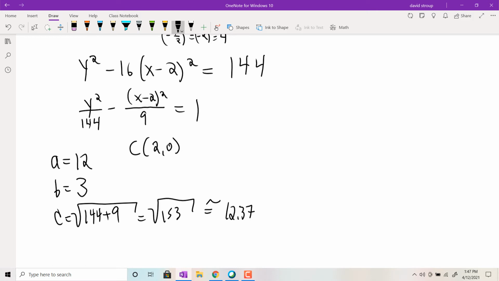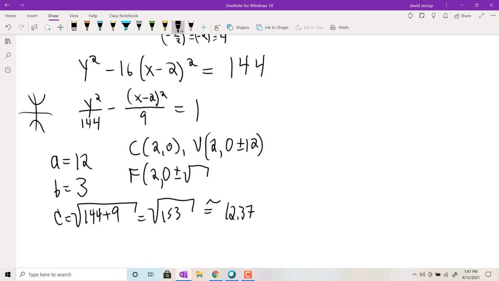Then the orientation, because the y portion is positive, we know we're going to be oriented up and down, like something like this. So I'm moving up and down to get to the vertices and the foci. In other words, manipulating the y coordinate. So up and down by 12. And then for the foci, I'll be going up and down by root 153. And you could leave your answers in that format. Then for the minor vertices, they're not really vertices at all at this point. They're just points on a box. It'll be manipulating the x-coordinate by 3. So 2 plus or minus 3, comma, 0.